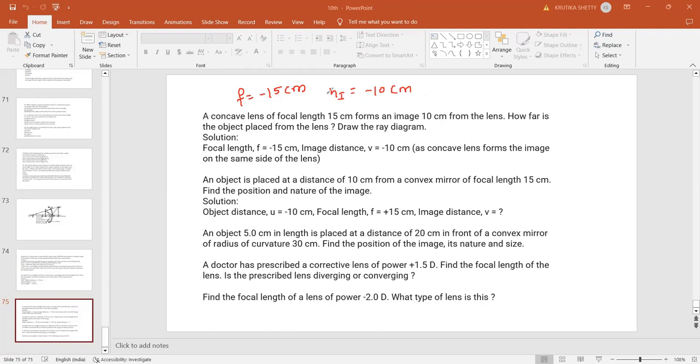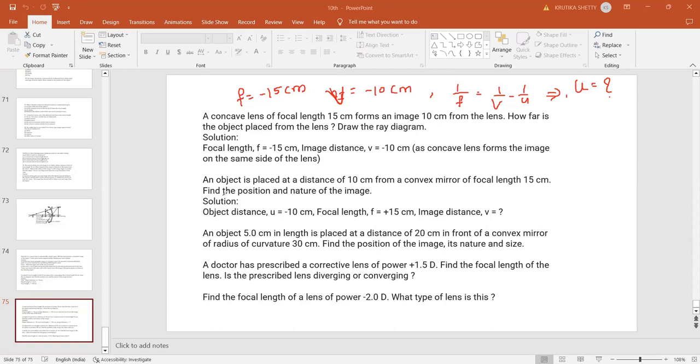The image distance is v. So from the formula, 1 by f is equal to 1 by v minus 1 by u. If you calculate, you will get the value of u here. Okay, I hope you will solve it. If you don't understand, ask.